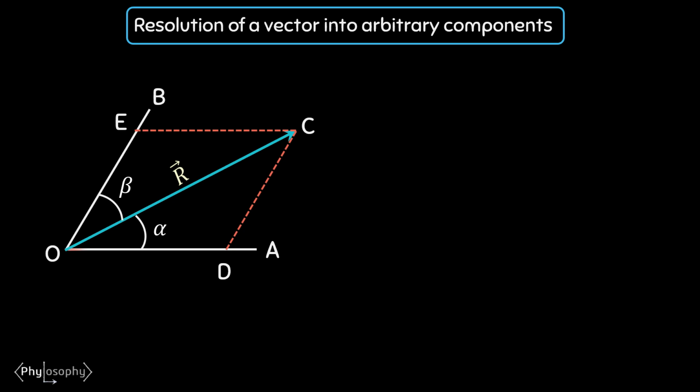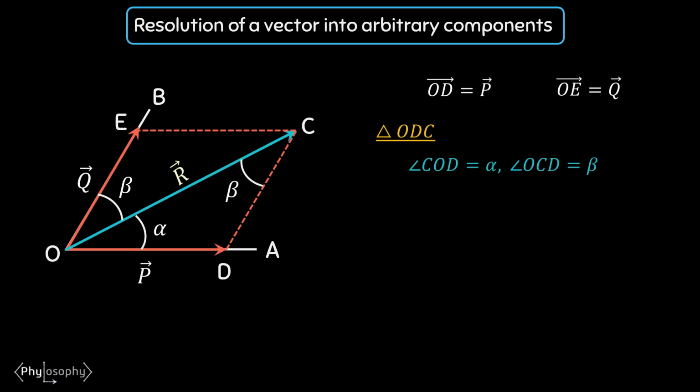Now let us define two vectors P and Q with the sides OD and OE. That is, OD represents the vector P and OE represents the vector Q. Now in the triangle ODC, angle COD is equal to alpha and angle OCD is equal to beta. Now as we know, sum of all three angles of a triangle is 180 degree.